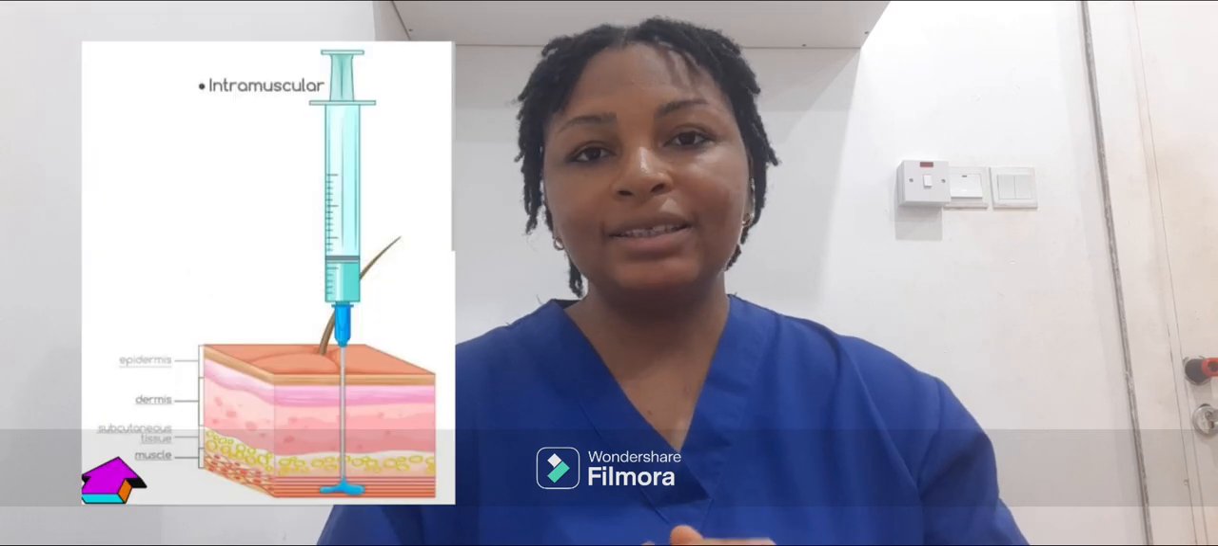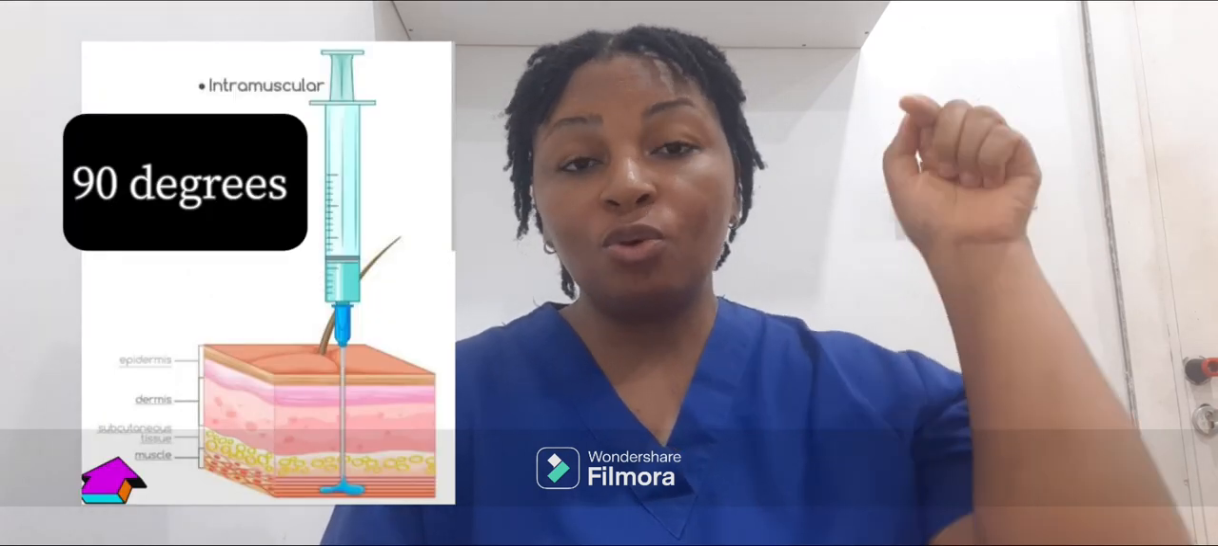Okay, so for intramuscular injection, we give at an angle of 90 degrees. You want that injection to go right into the muscle, so you give that injection, the needle goes right straight into the muscle, so you give it at an angle of 90 degrees.